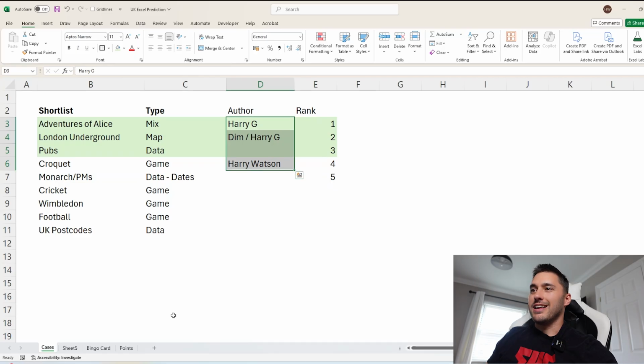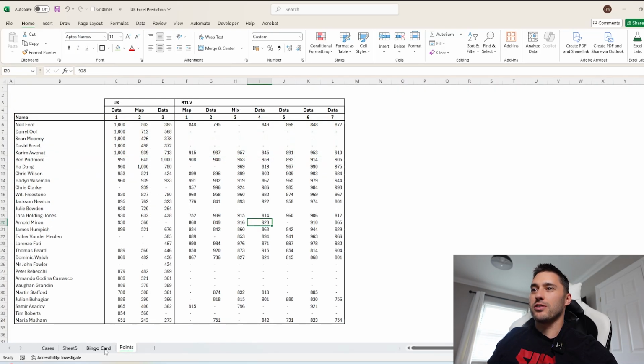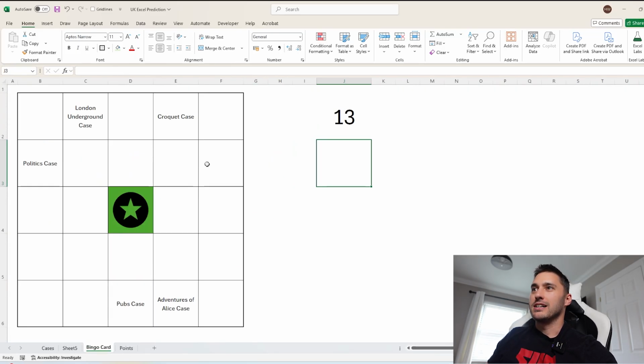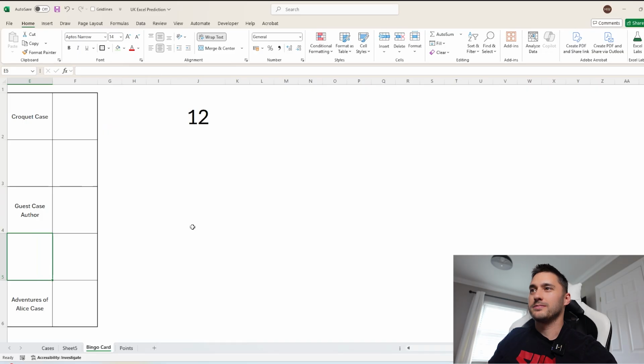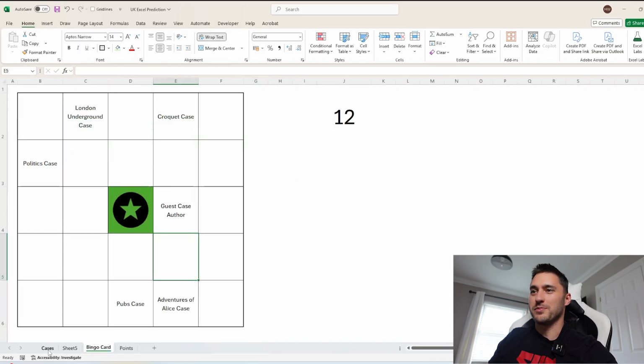I'm going to put guest case author as one of my bingo card predictions. So let's do guest case author. I think we'll actually add a few more because I have so many spaces here. Let's do a cricket case and let's do a royalty case.